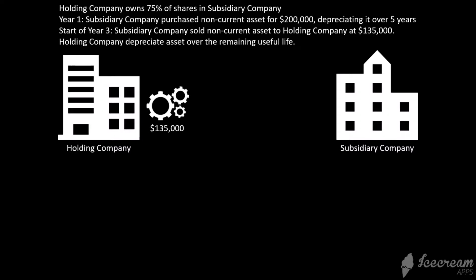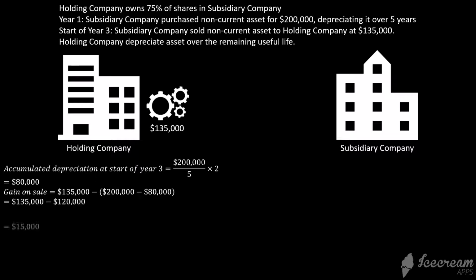The first consolidation journal entry is to undo the gain or loss on sale recognized and revert the cost of non-current asset back to the original amount recognized by the subsidiary. At the start of year 3, the subsidiary will have an accumulated depreciation balance of $80,000 since it has used the non-current asset for 2 years. The gain on sale of non-current asset is the difference between the selling price of $135,000 and the net book value. We also noted that the holding company will record the cost of non-current asset at $135,000, which is a decrease of $65,000 from the original cost.